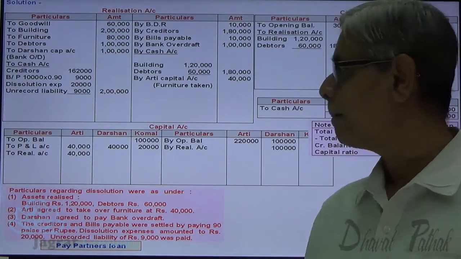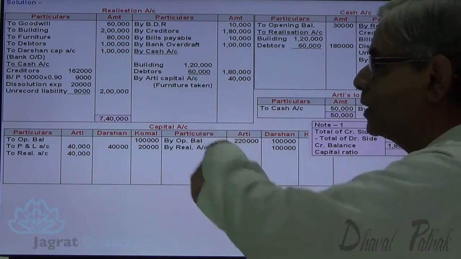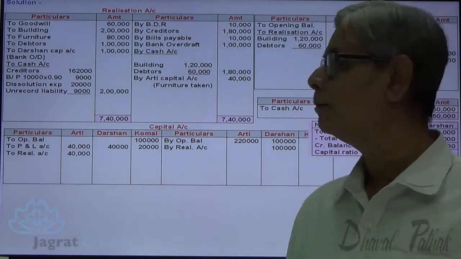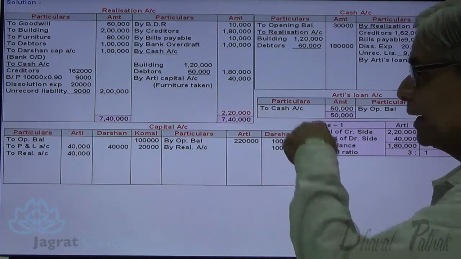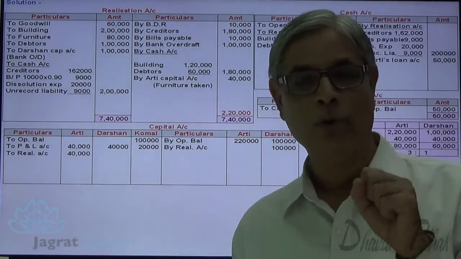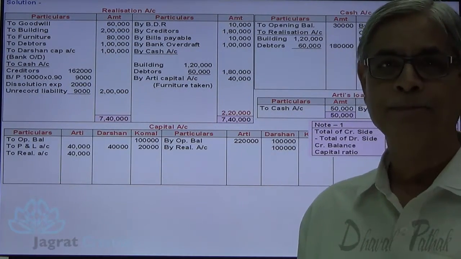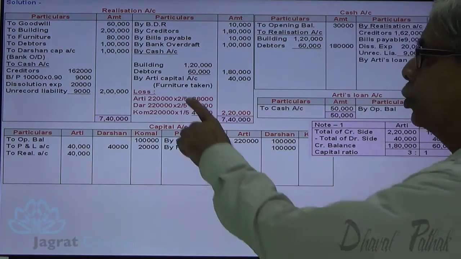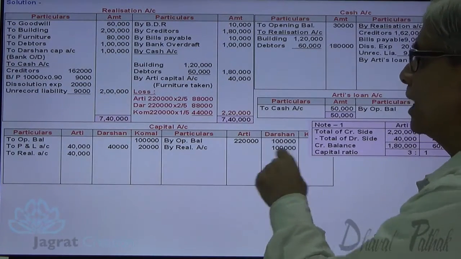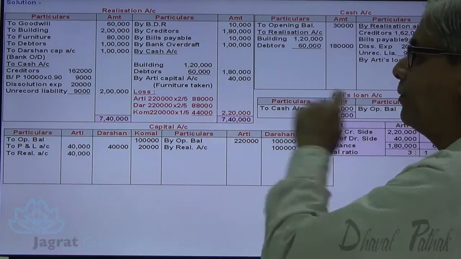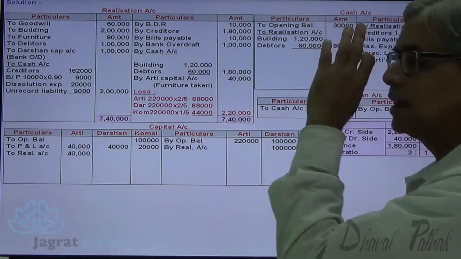All liabilities are settled. Now let us find out the realization loss. We know that loss is apparent. So total of debit minus total of credit. We get the loss of realization 2,20,000. This loss of 2,20,000 will be distributed amongst partners in the ratio of profit sharing, that is 2:2:1. Let us distribute 2,20,000. Share of Aarti, share of Darshan: 2,20,000 into 2 by 5, 88,000. Share of Darshan is 88,000. Share of Komal is 44,000.